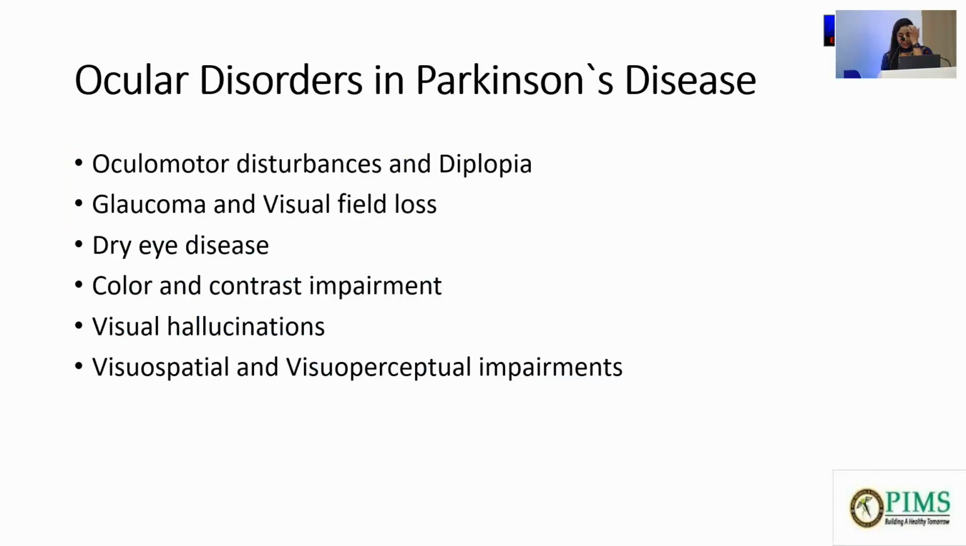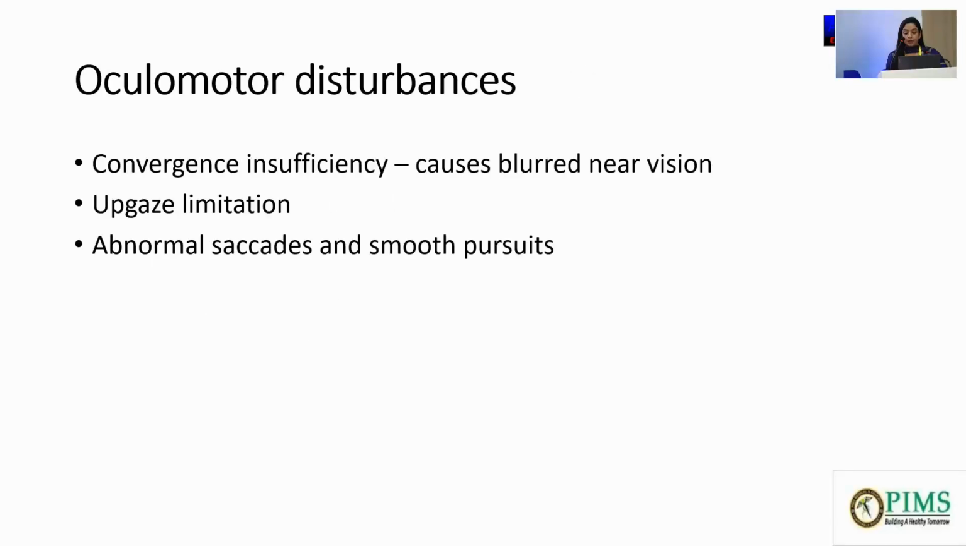So what are the various ocular disorders that are seen in Parkinson's disease? They are majorly grouped into oculomotor disturbances and diplopia, glaucoma, dry eye disease, color and contrast impairment, visual hallucinations, visuospatial and visuoperceptual impairments. So in oculomotor disturbances, we have convergence insufficiency which causes blurred near vision, then there is upgaze limitation, abnormal saccades and smooth pursuits.